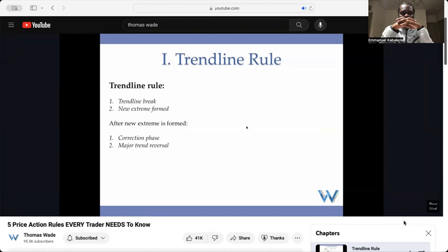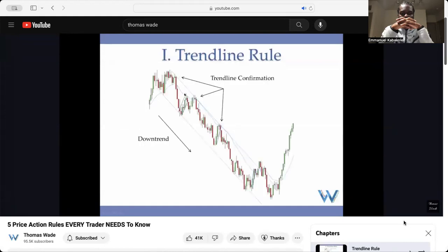And the first rule is the trendline rule, which says that after a break of a trend line, which means that candles will close outside of the trend line, a new extreme is going to be formed. And after the new extreme is formed, we expect a correction phase or possibly a straight-up reversal. Now we have a downtrend looking structure on the chart. So as price action traders, we want to find a pattern because price action is never alone and naked on the chart and is always contained by some form of a pattern.